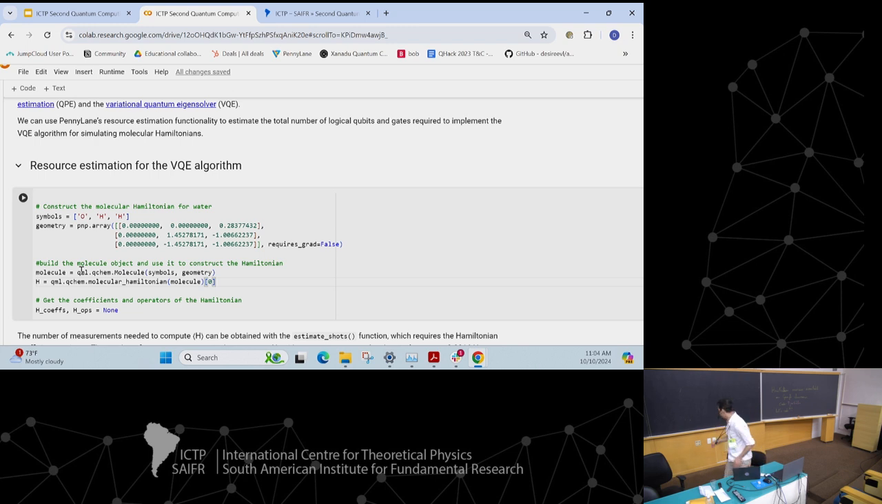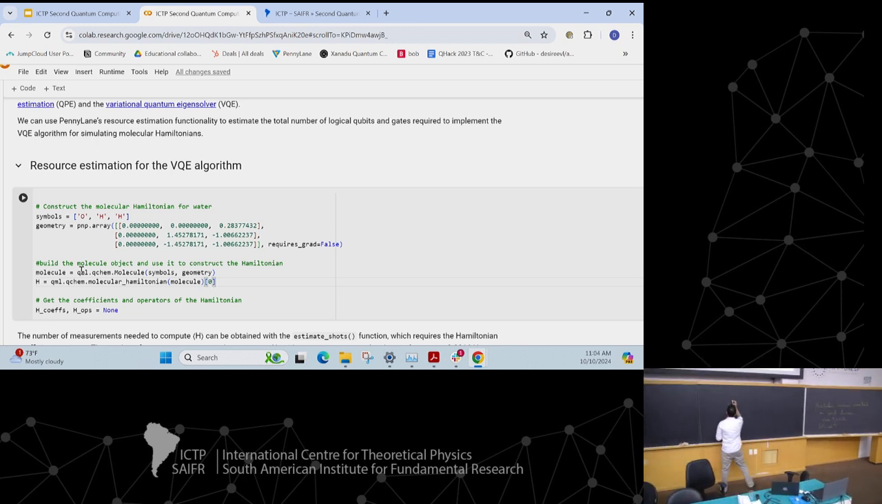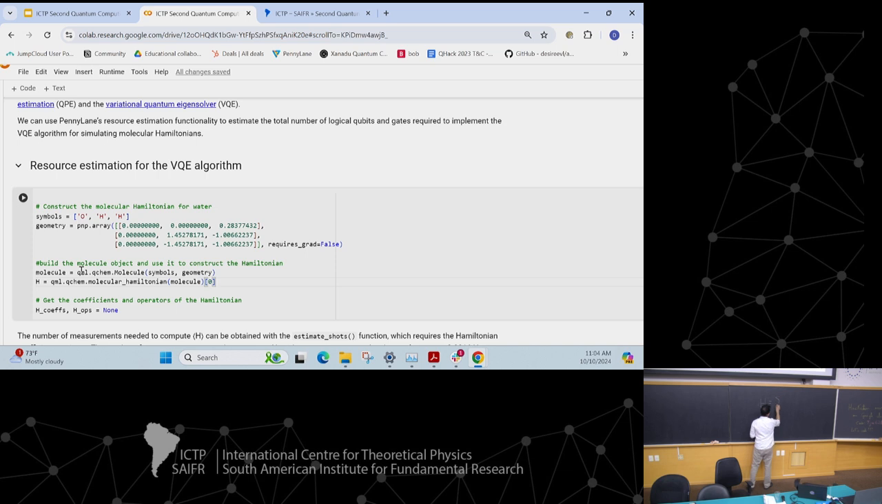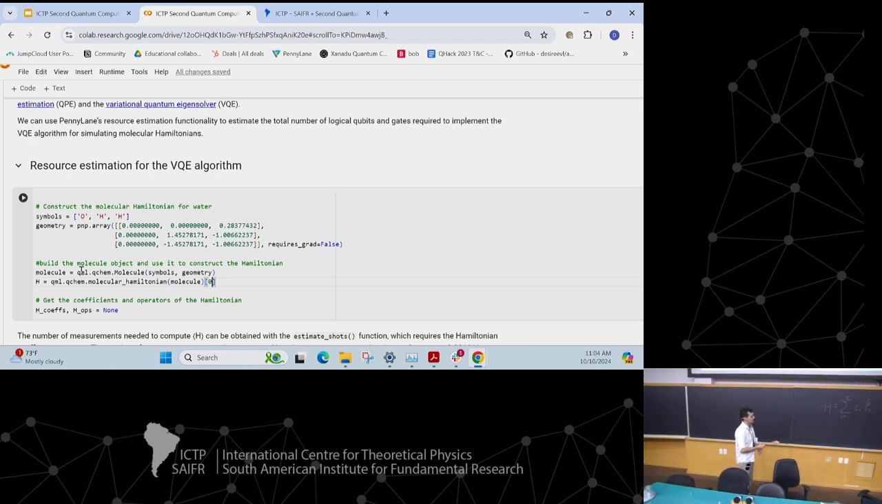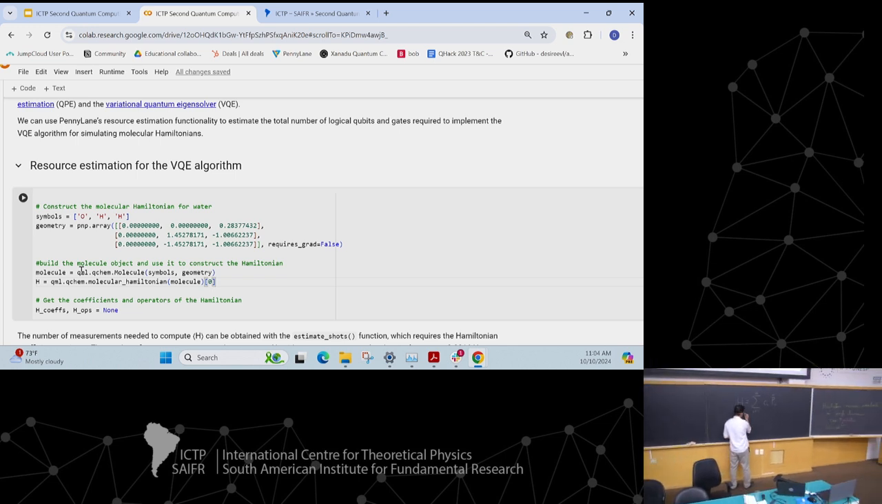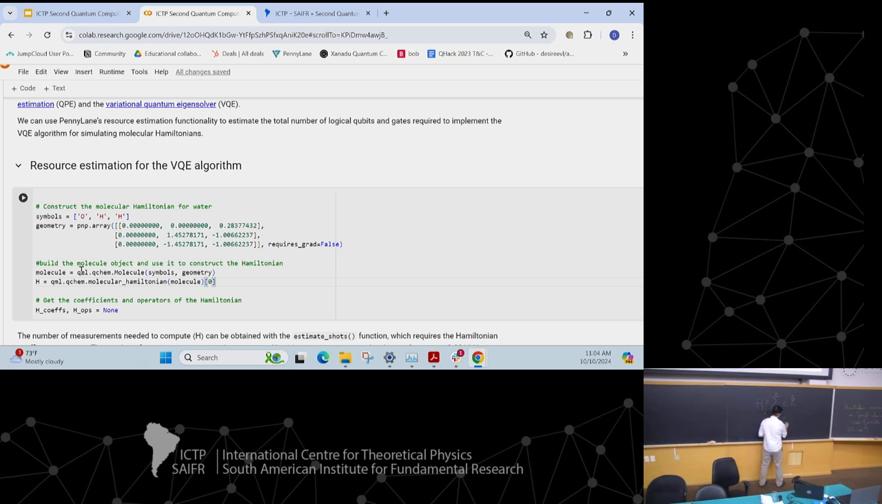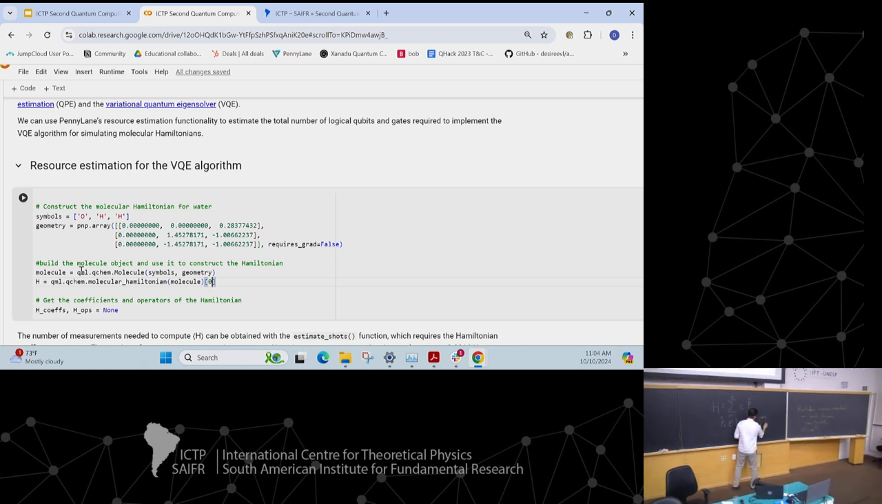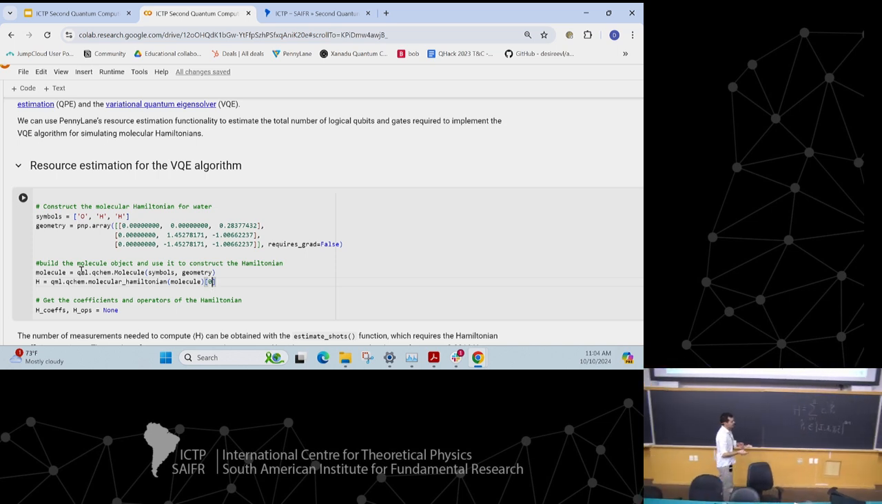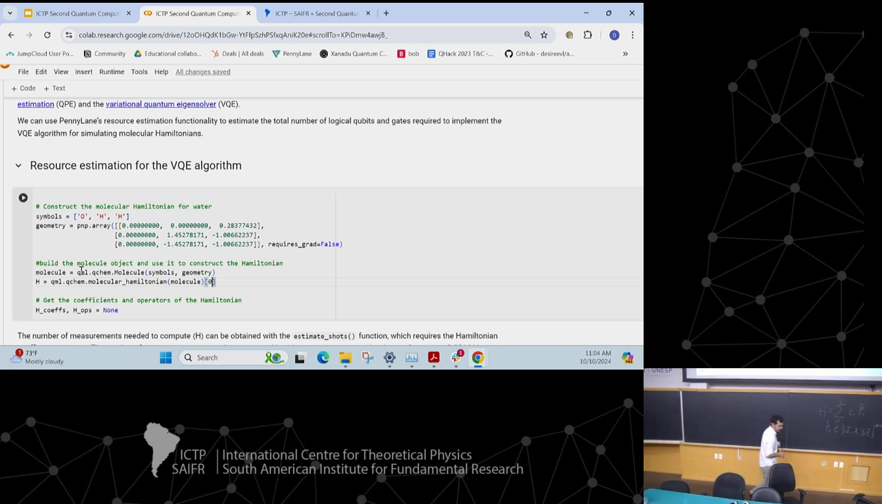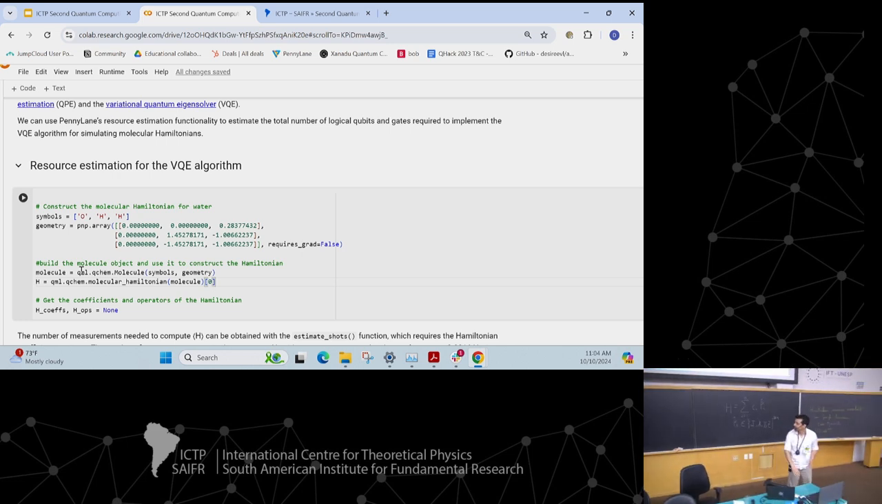So remember the Hamiltonian. It's typically, for molecules at least, composed of a linear superposition of Pauli operations. It can be any combination of tensor products of the Pauli matrices. So we're going to get all of those values.